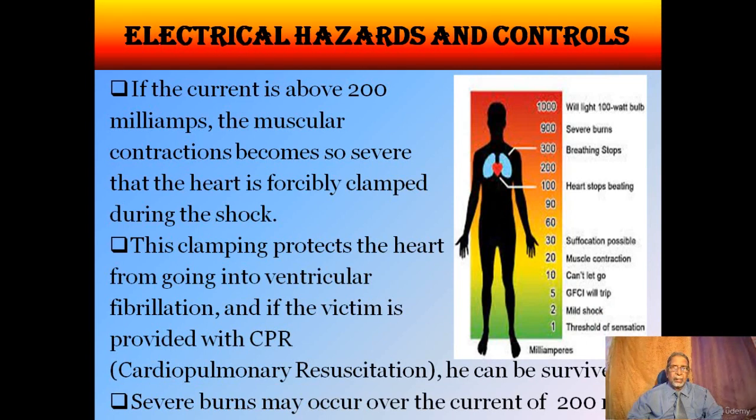If the current is above 200 milliamps, the muscular contractions become so severe that the heart is forcibly clamped during the shock. This clamping protects the heart from going into ventricular fibrillation, and if the victim is provided with CPR, that is cardiopulmonary resuscitation, he can survive. Severe burns may occur over the current of 200 milliamps.